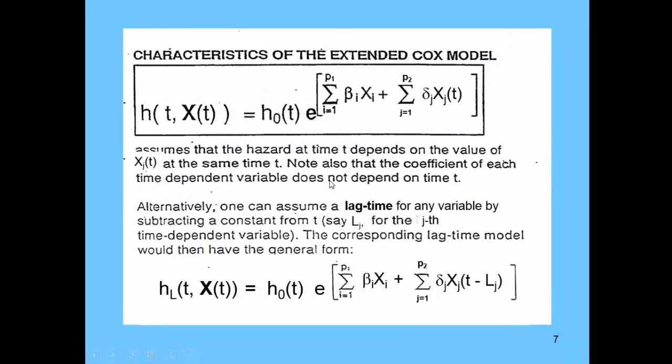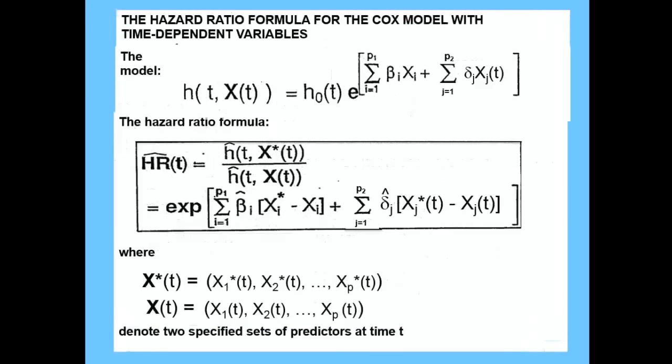I talked about how the key characteristic is that the value of the hazard function depends upon the value of the variables at the particular time, and not at an earlier time or a later time, but you could consider lag times if you wanted to allow for an earlier time to have an effect on a hazard at a later time.